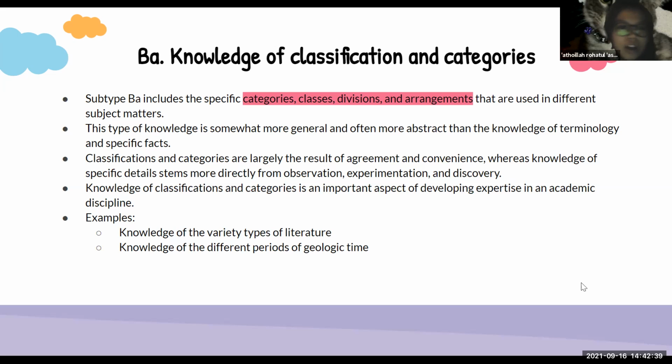The example of knowledge of classification and categories is knowledge of the variety of types of literature and knowledge of the different periods of geologic time. Okay, next.